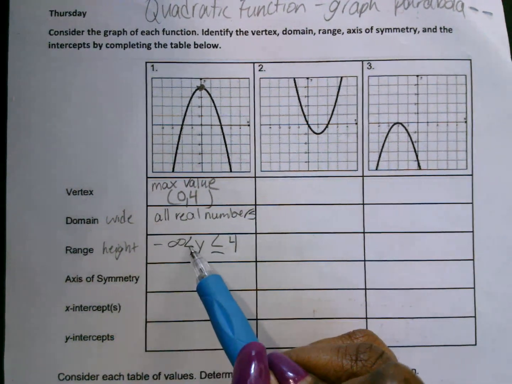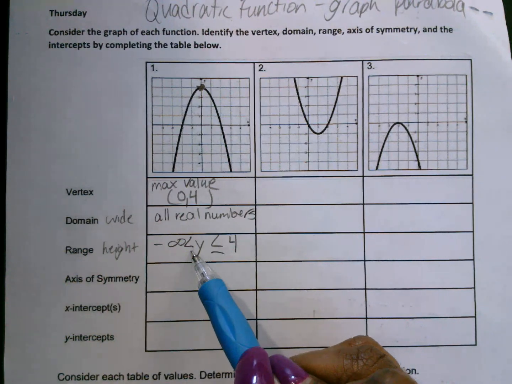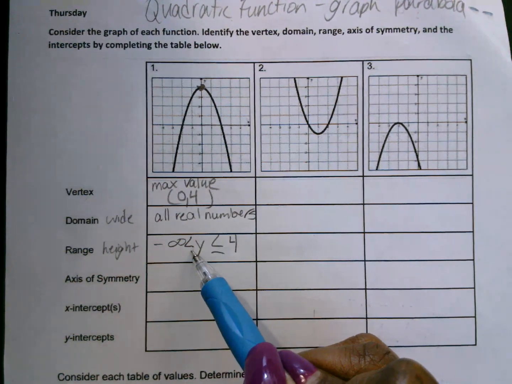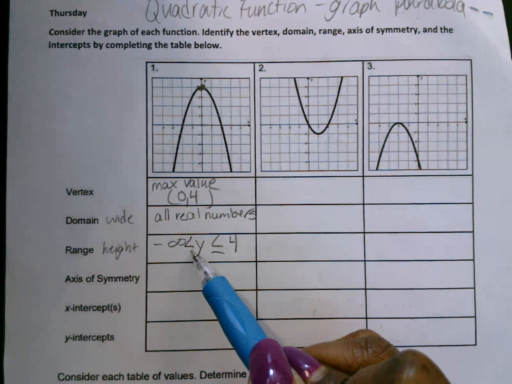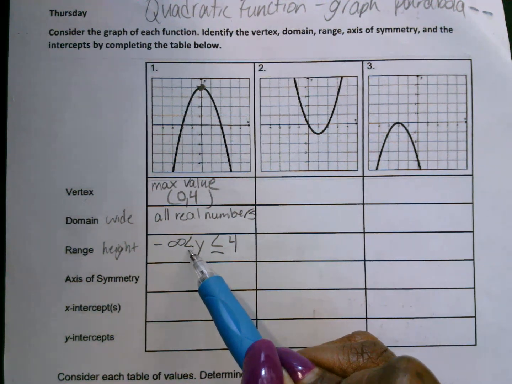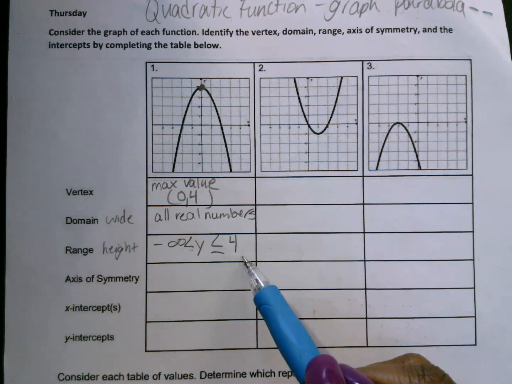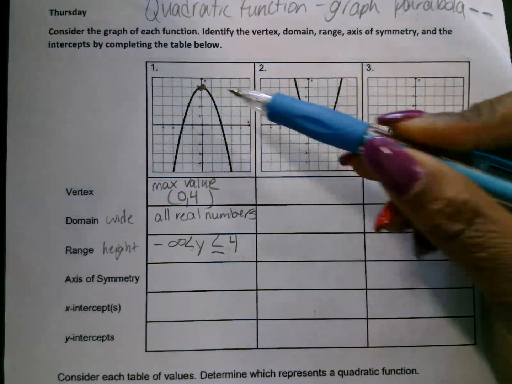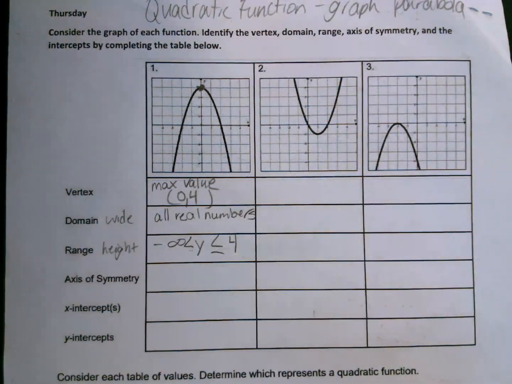The only reason why we're not putting an equal to here is because infinity never ends. So you never put an equal sign beside an infinity. It never ends. So you just put less than, but over here you put less than or equal to because it goes all the way up to 4.